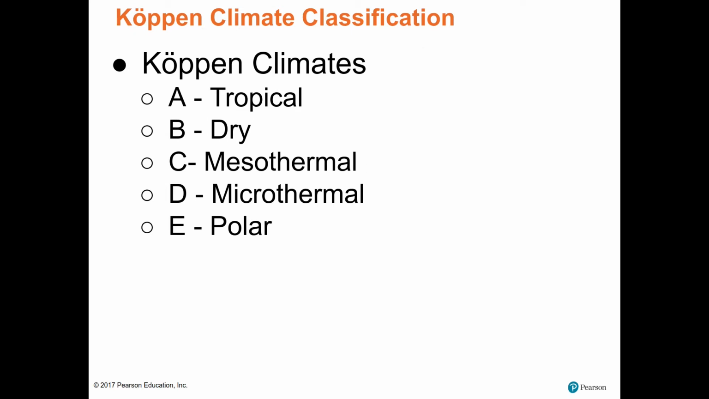So Vladimir Köppen divided his climate classification system. He divided them into 5 groups. There's the A, tropical climates, the B, dry climates, the C, mesothermal climates, D, microthermal or snowy forest climates, and E, the polar climates. So these are the 5 basic groups.